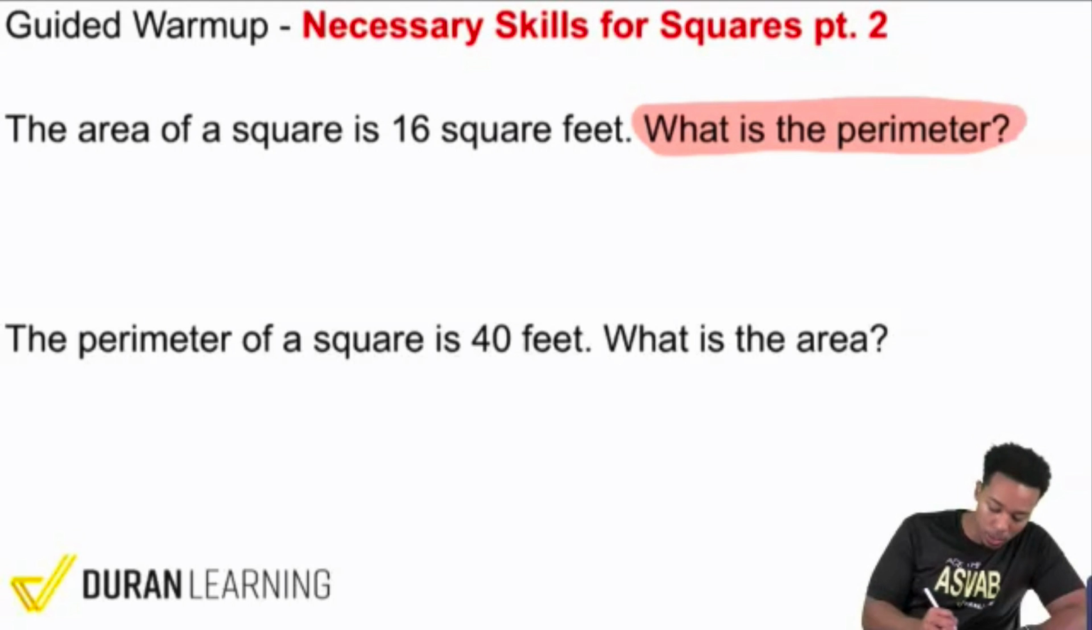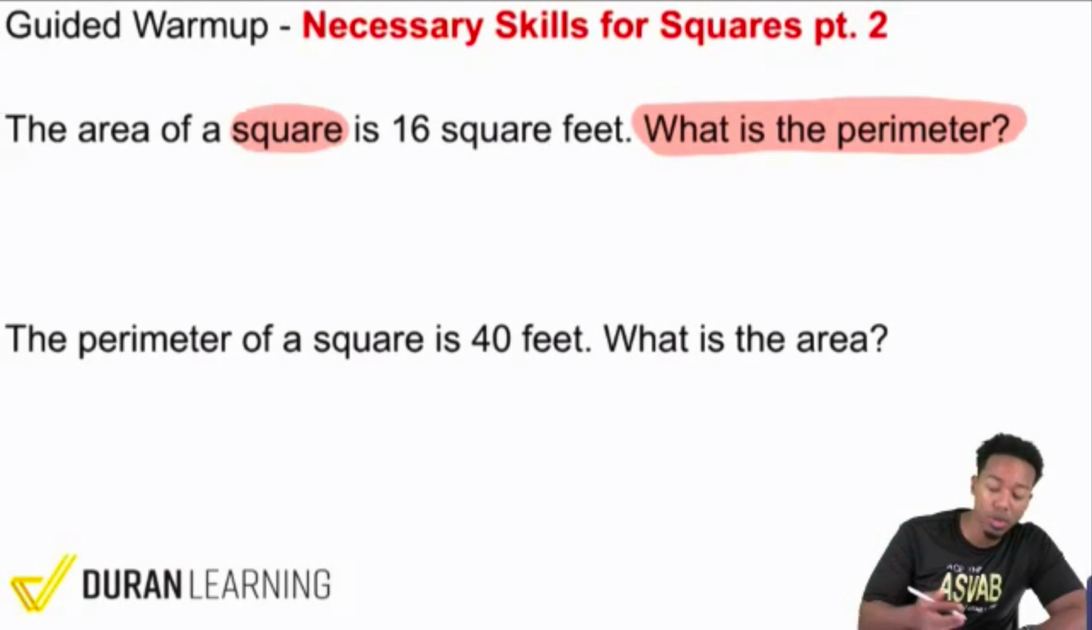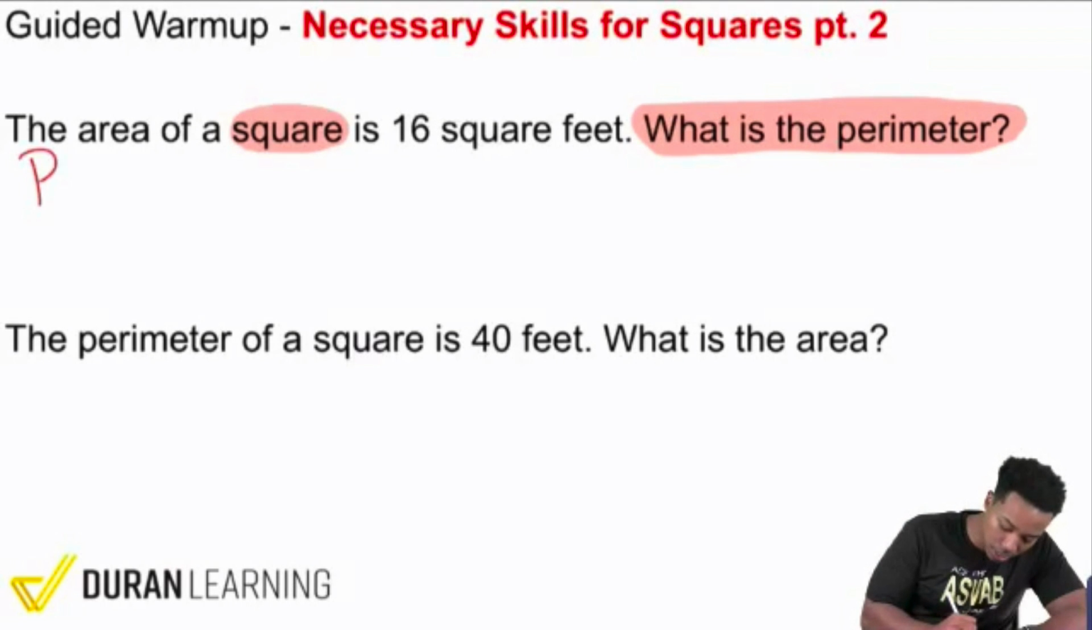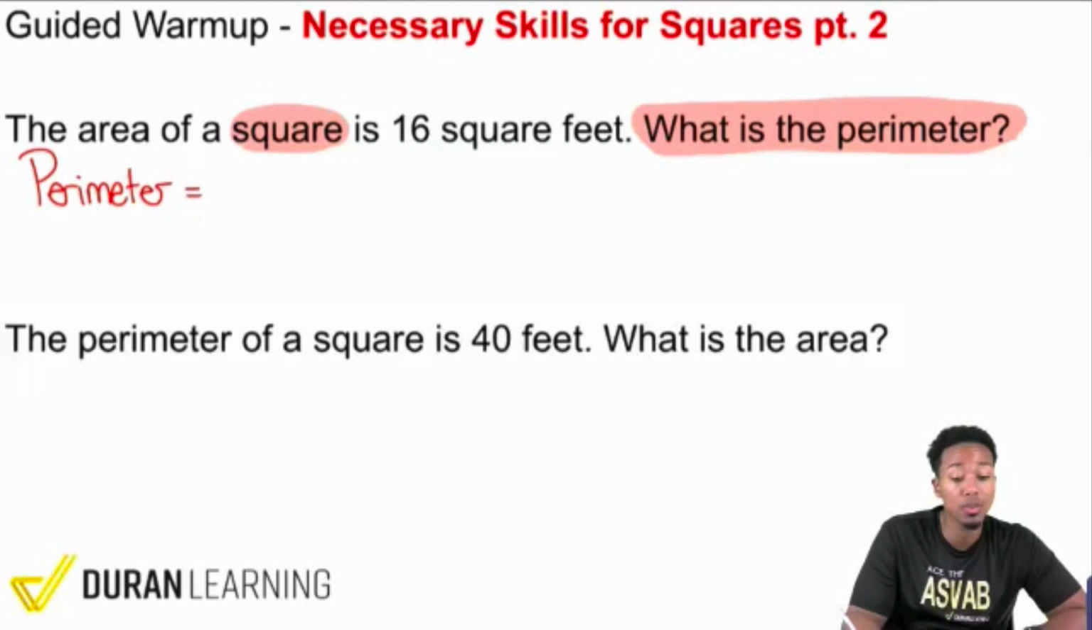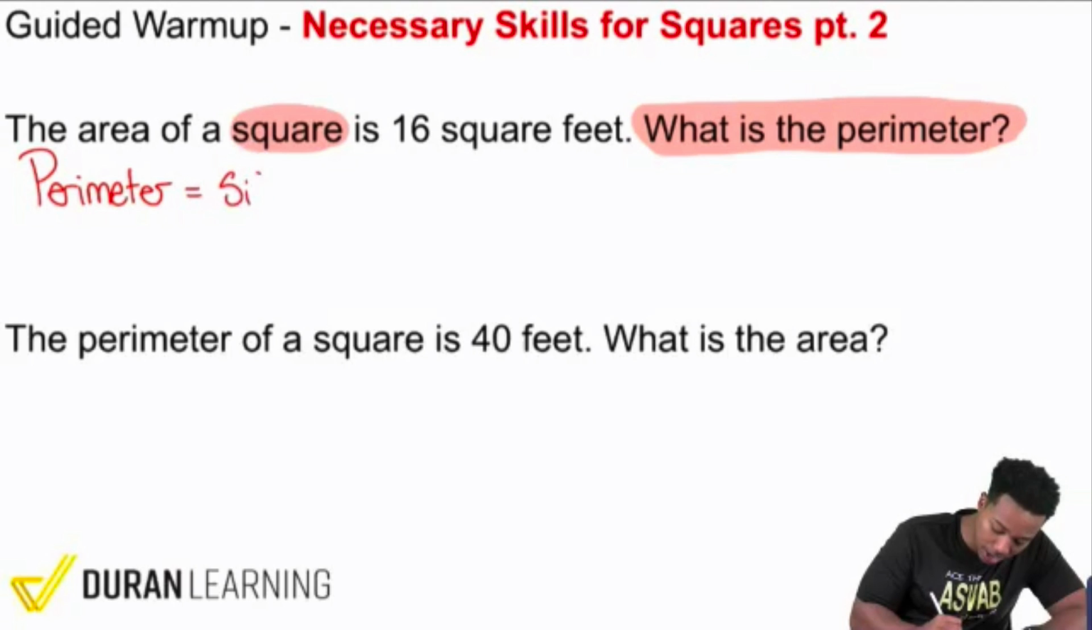Right, we're dealing with a square. So with that said, whatever answer we're going to get, we need to understand that to find the perimeter of this square, we are going to need to find what? What is the formula for the perimeter of a square again? Side times side, right? We have the side times the side.